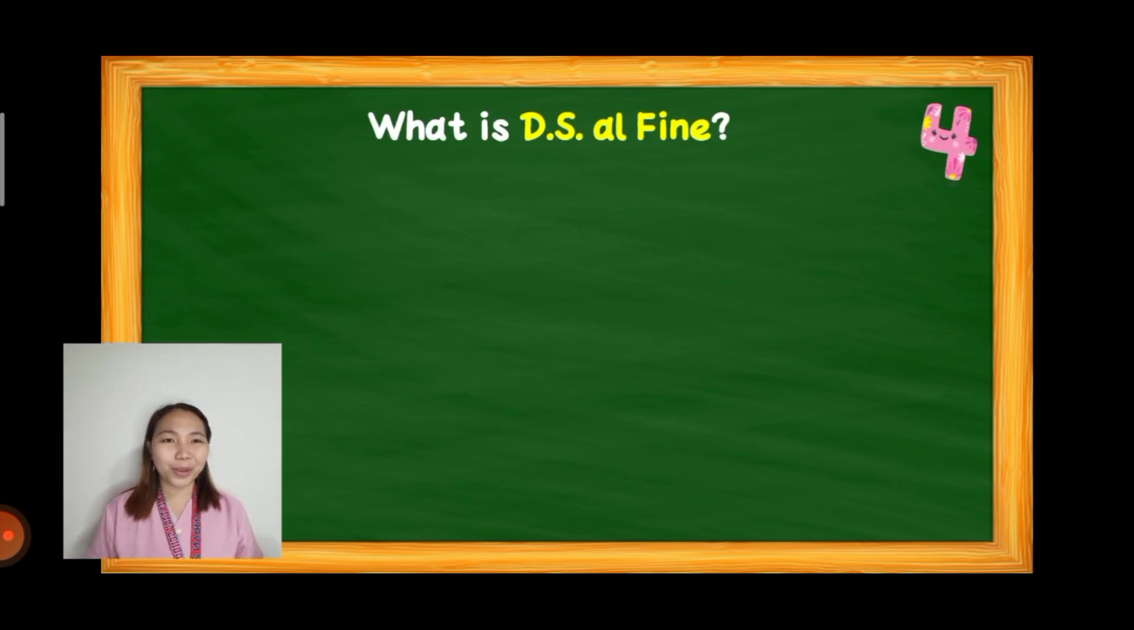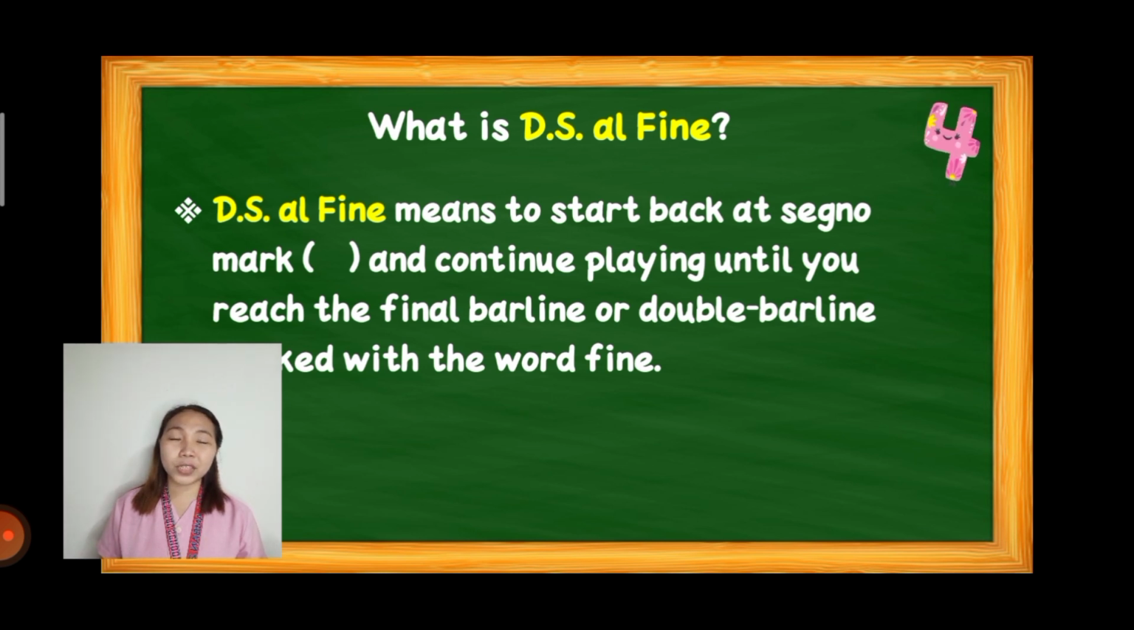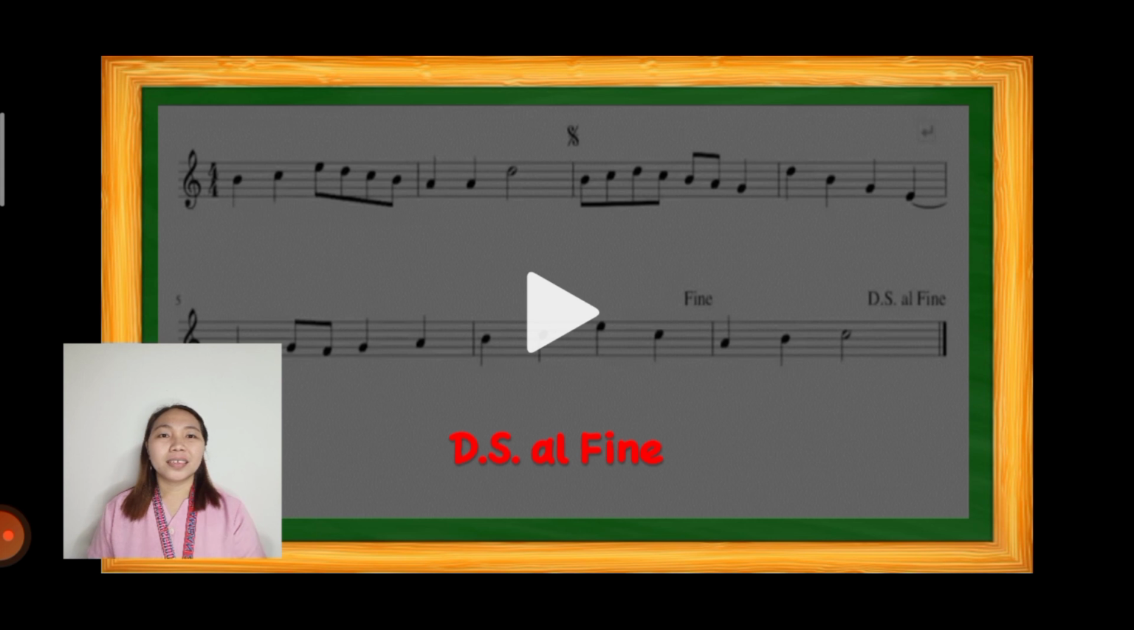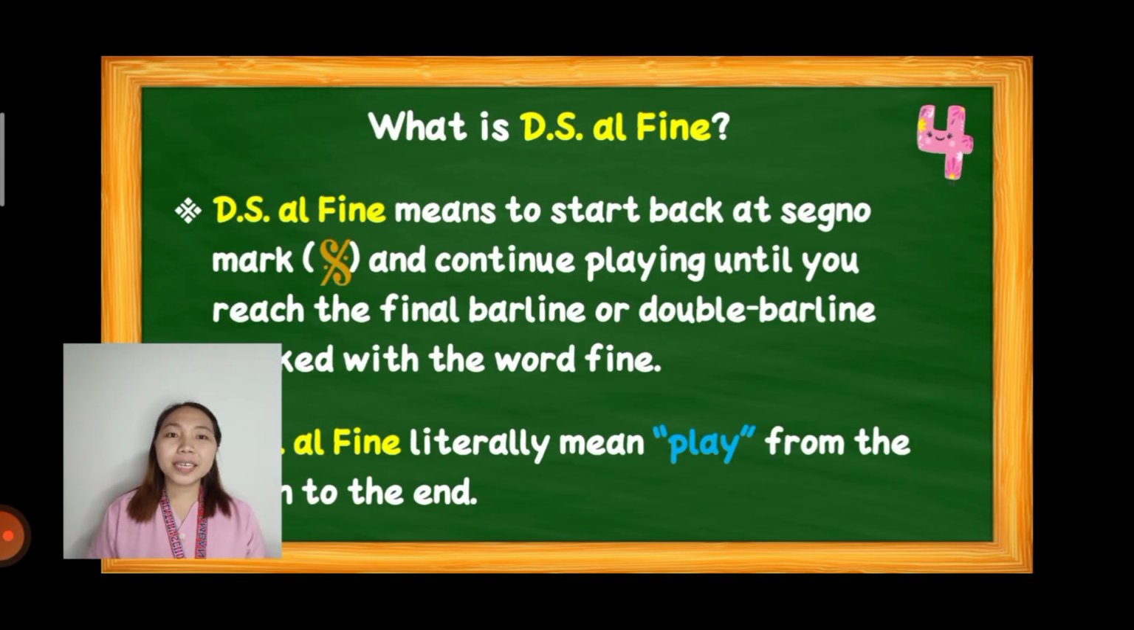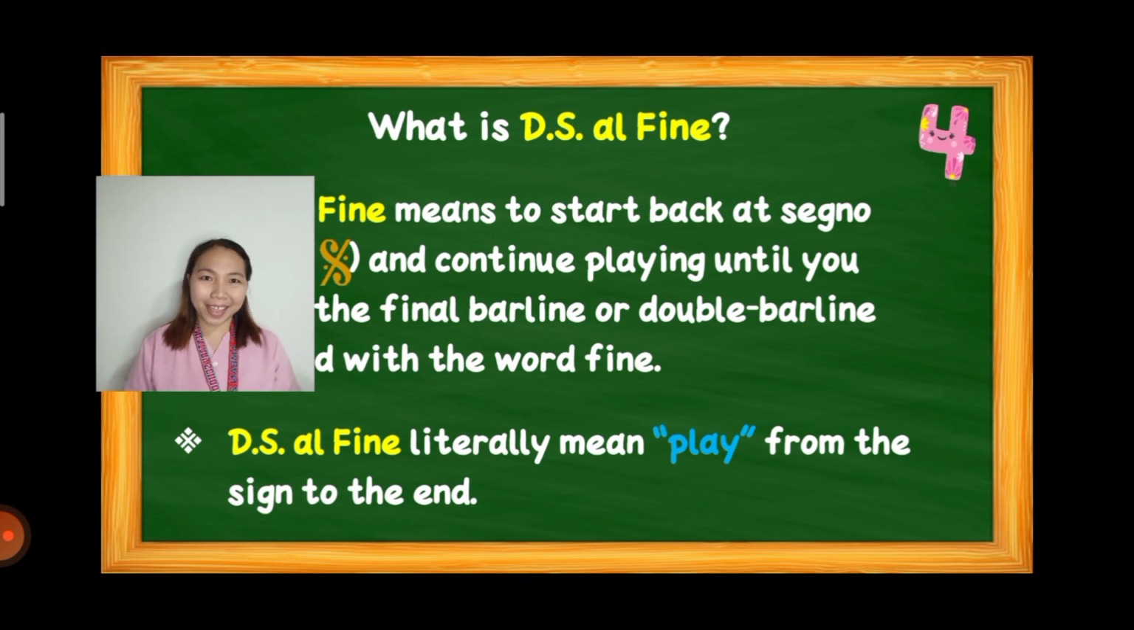The other one is what we call the DS Al Fine or the Dal Segno Al Fine. DS Al Fine means to start back at the segno mark. So that is what we call the segno mark. And continue playing until you reach the final bar line or double bar line marked with the word fine. So makita na to nga symbol diha. The DS Al Fine literally means play from the sign to the end.